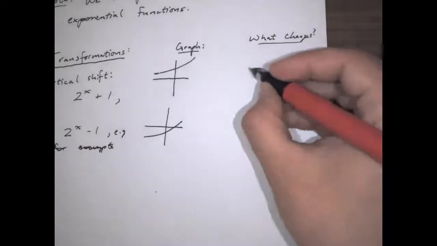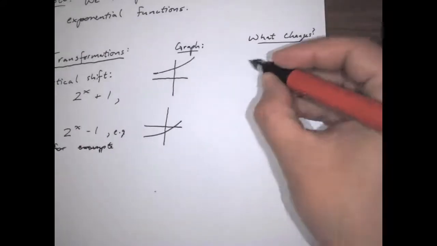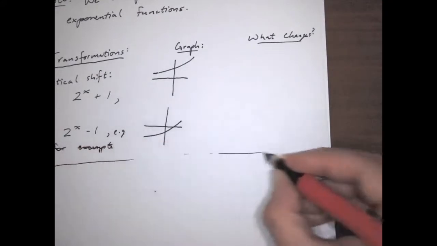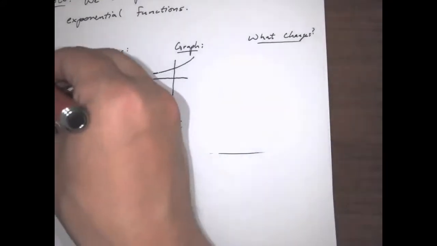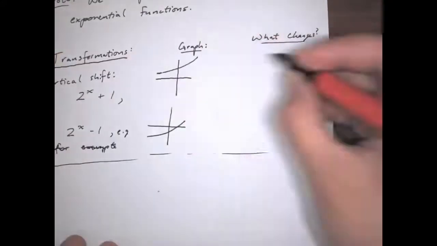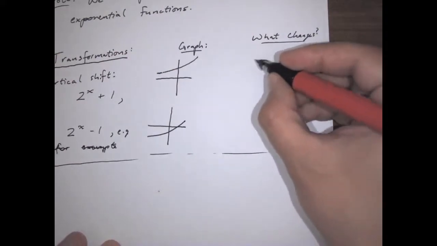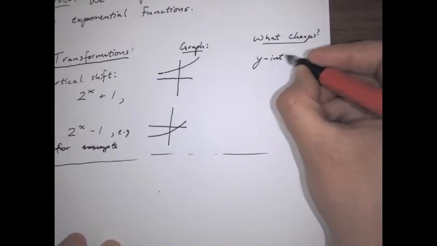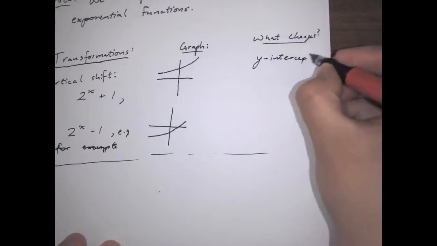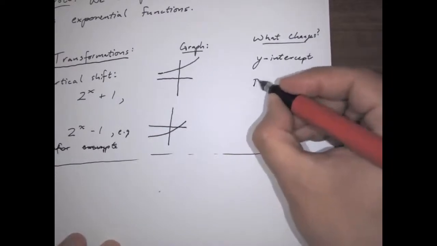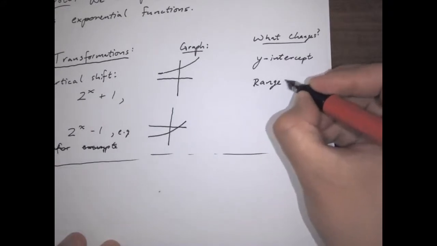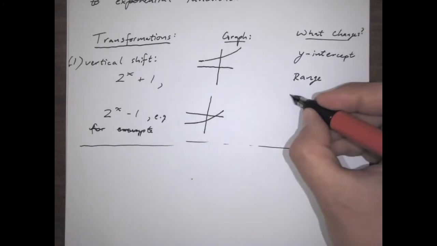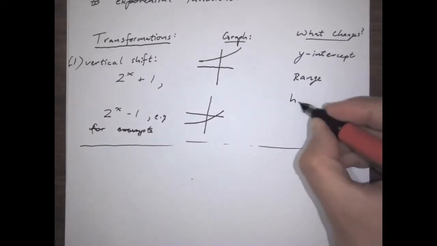And then what changes here? Well, notice a couple things change. This is the first transformation, so we'll just call it 1. Vertical shift. And what changes is the y-intercept changes, and the range changes. Oh, and also the horizontal asymptote.